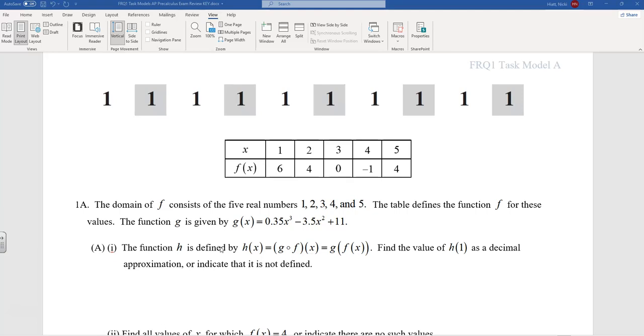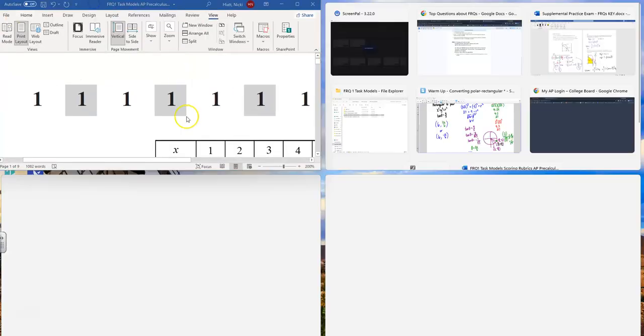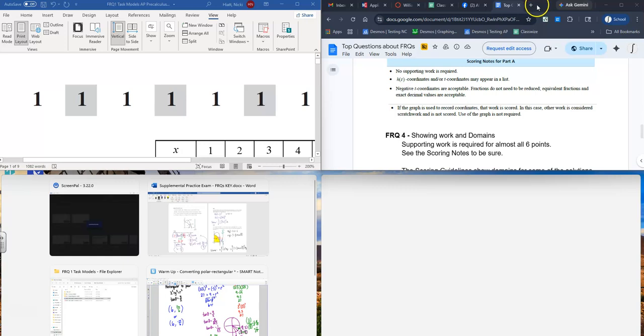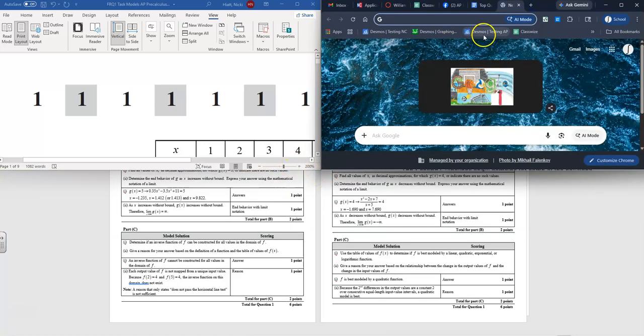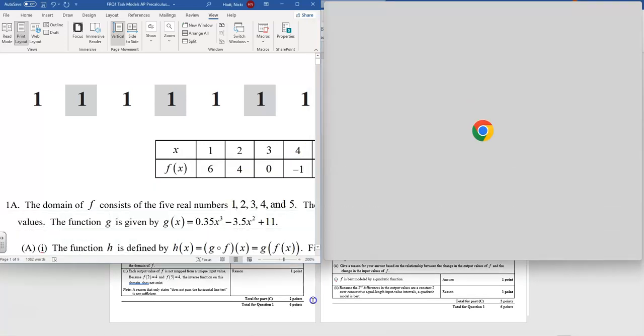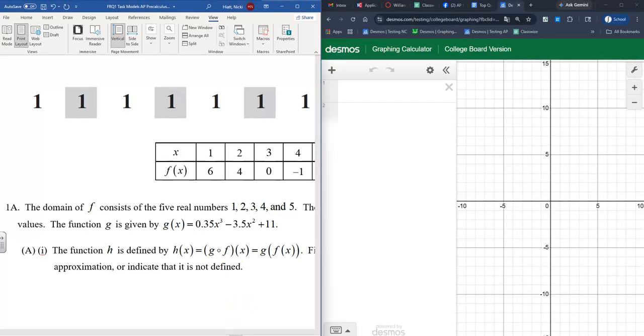So the first thing that we're asked to do with these two functions is in part 1 of part A. It says the function h is defined by h of x equals g of f of x, and then they also give you g of f of x in different notation. We're supposed to find the value of h of 1 as a decimal approximation or indicate that it is not defined. So I am going to go over here and open up Desmos so that we can see this.